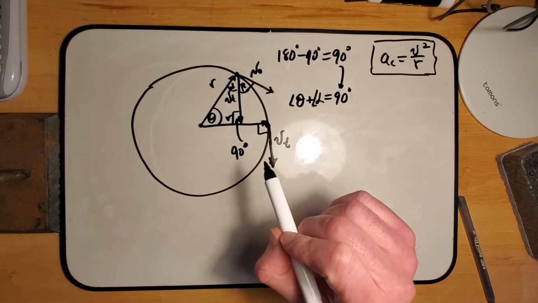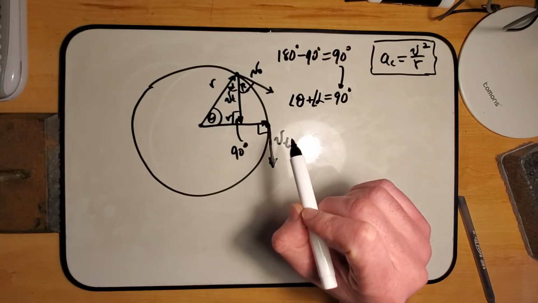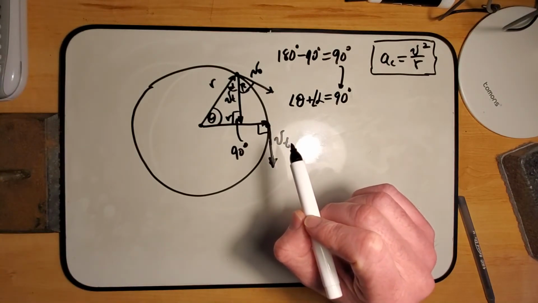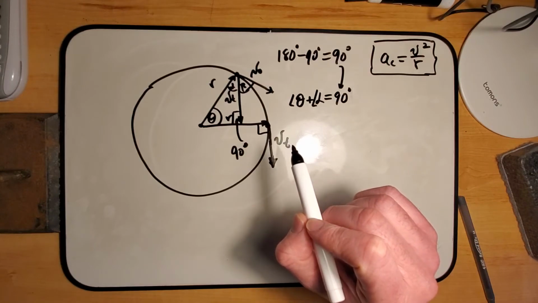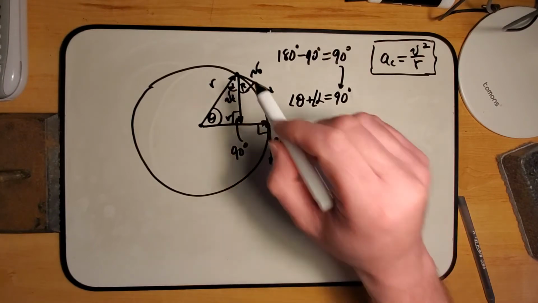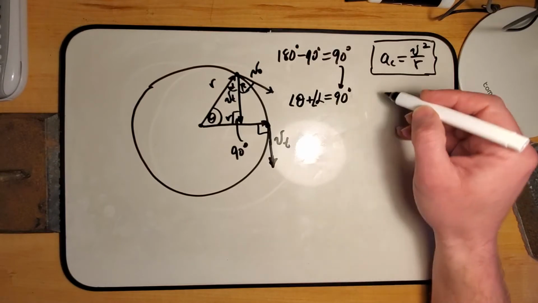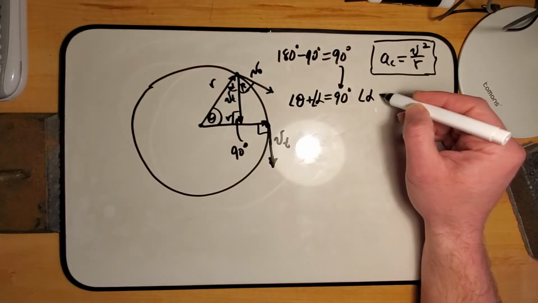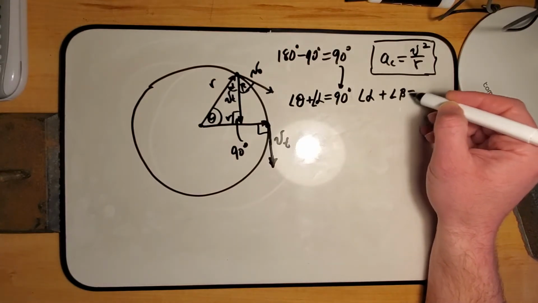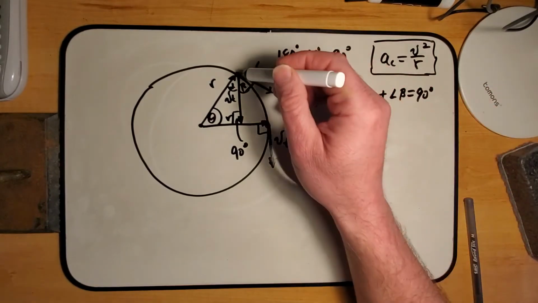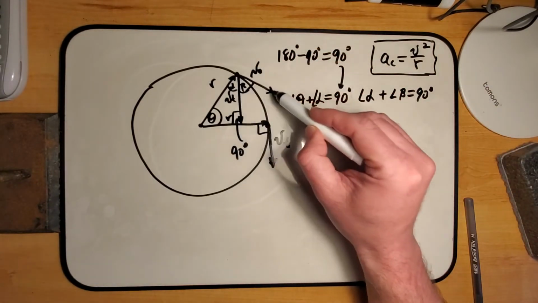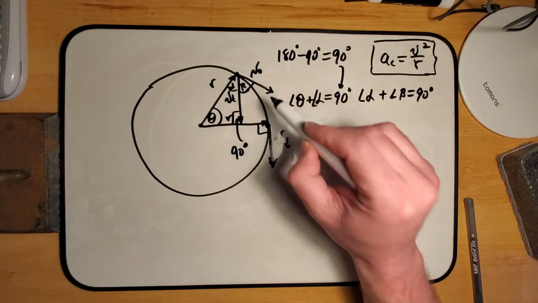All right, what else do we know? We also know that alpha angle plus beta angle is also 90 degrees, because remember, this is a tangent, this is perpendicular to the radius. By definition, that's what we dropped here.